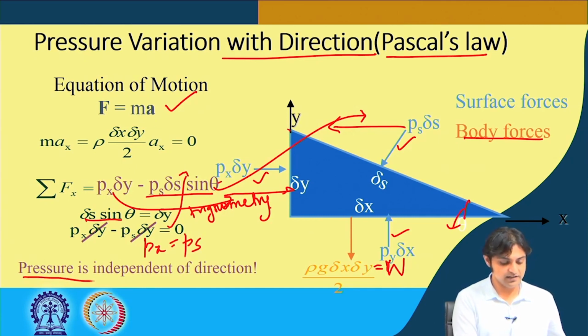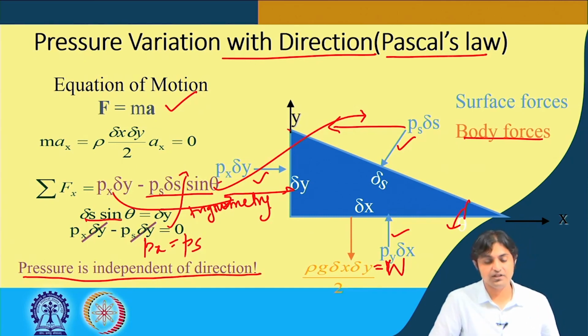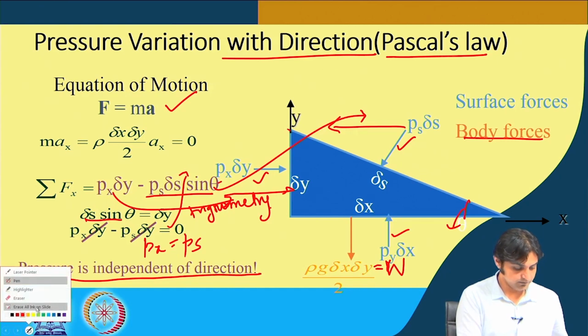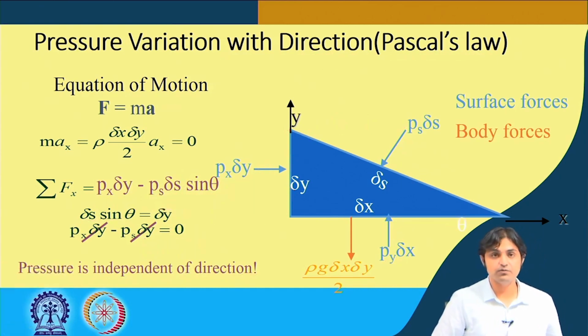This indicates that pressure is independent of the direction, and this was one of the properties that we have seen in the beginning, that pressure depends only upon depth. There is no directional influence on the variation of pressure. Great. So, I will erase all lines so that you are able to follow that in much more detail.